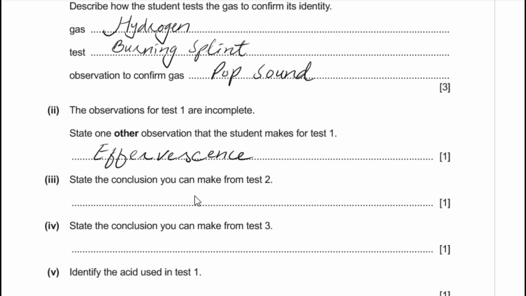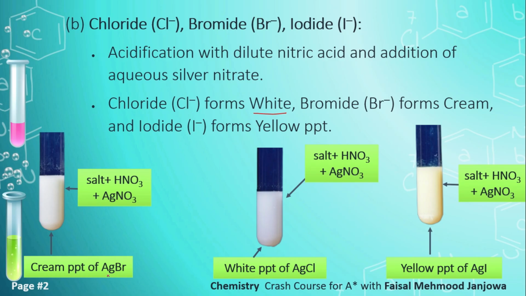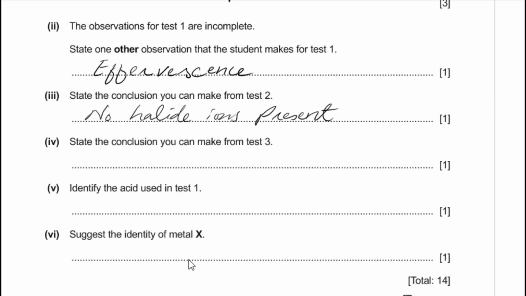State the conclusion you make from test 2. Dilute nitric acid was added, then aqueous silver nitrate. Silver nitrate and dilute nitric acid are used to test for halide ions. The solution remains colorless. It means that there are no halide ions present.